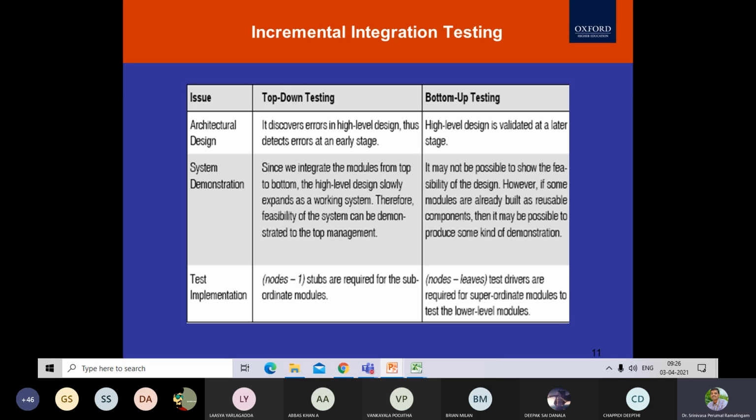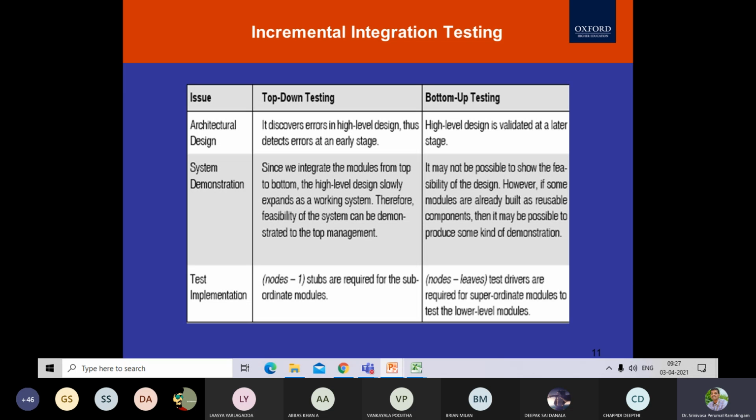Another is, since we integrate the modules from top to bottom, the high level design slowly expands as a working system. Therefore, the feasibility of the system can be demonstrated to the top management. So easily the top management can understand the feasibility. But it may not be possible to show the feasibility of the design because you have started from the bottom. You are checking whether it is working properly or not. And finally, when the results come, if you are going for the higher level, the top level management may not implement that. So it may not be possible to show the feasibility of the design.